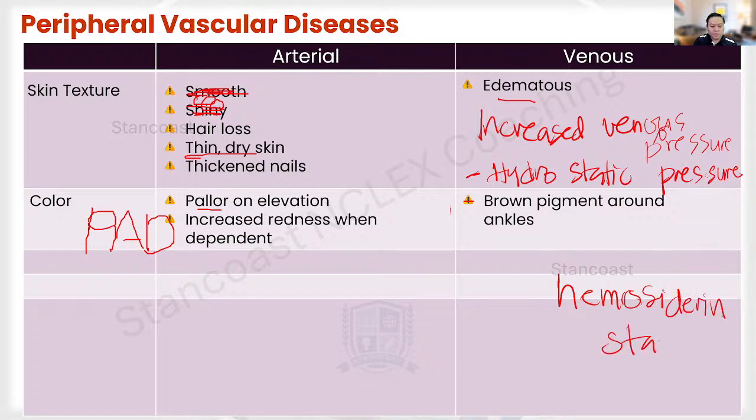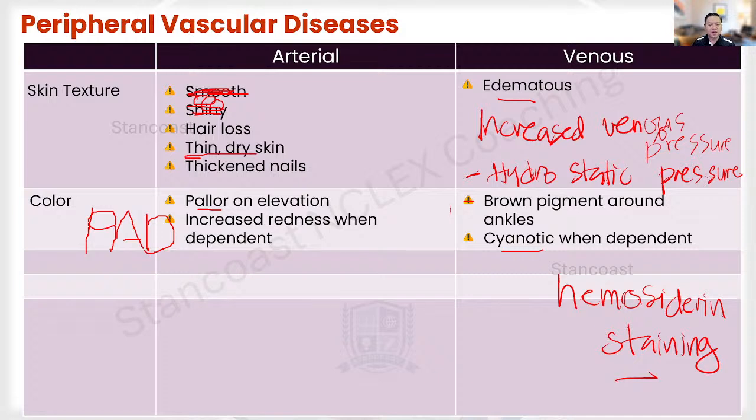Yeah, it has that iron content that will cause that brownish discoloration. Okay, this is again the hemosiderin staining, and this is a result of the leaking of that blood into the lower extremities. Now, there's also going to be cyanosis when you're going to put the patient's leg in a dependent position. So take note of that. It will become cyanotic when you put the leg or the ankle down. So it's quite the exact opposite of the arterial.